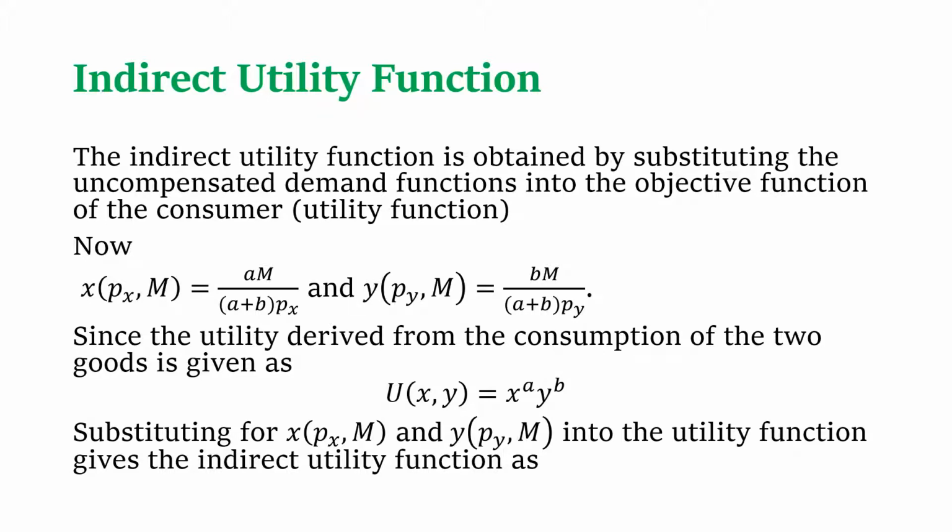Now, sometimes we obtain the indirect utility function, right? The indirect utility function is derived by just substituting the Marshallian demand functions into the utility function. Originally, we have the utility function as u equals x to the a, y to the b. So all you need to do is to substitute, or plug in, the optimal values or the uncompensated demands that you have derived into the utility function.